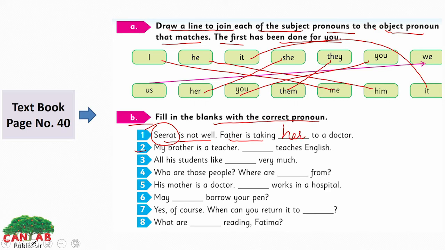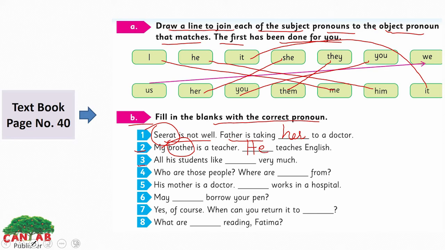The second one, my brother is a teacher. Teaches English. Here the brother is a masculine noun. So we will choose him or he here. Which one is correct? My brother is a teacher. He teaches English. No. Yes, he teaches English.